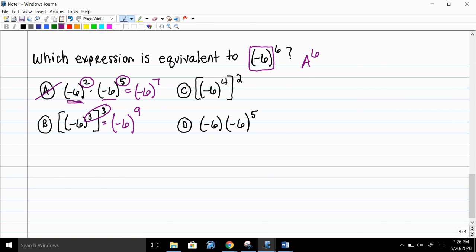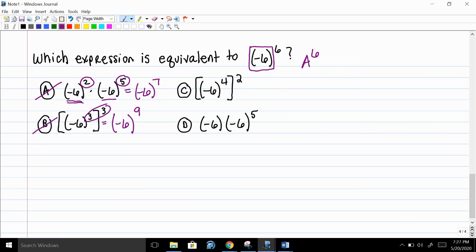Don't fall for the trap. The reason they're putting that as a choice is because they're trying to sucker you into adding those 3s and making it a 6. That is an exponent high multiply. You get -6 to the 9th. That is not the answer.